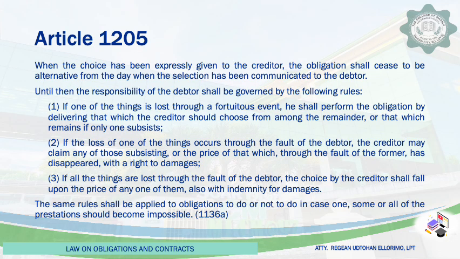The creditor can make a choice in cases wherein one thing is lost through a fortuitous event, when a thing is lost through the debtor's fault, when all the things are lost through the debtor's fault, and when all the things are lost through a fortuitous event. Note, class, that this article is also applicable to a personal obligation. The responsibility of the debtor for damages depends upon whether the cause which has rendered the obligation impossible was due to his fault or not. Okay? Take note of that.